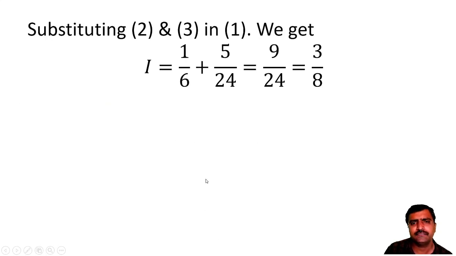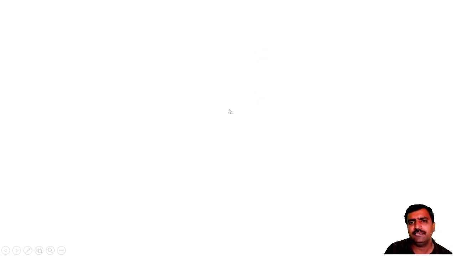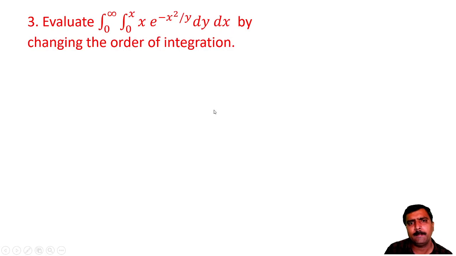Finally, let's add I1 and I2. So it is 1 by 6 plus 5 by 24, which gives 9 by 24. So divide this by 3. 3 threes are 9 and 3 eights are 24. It is 3 by 8, the final value of the integral.